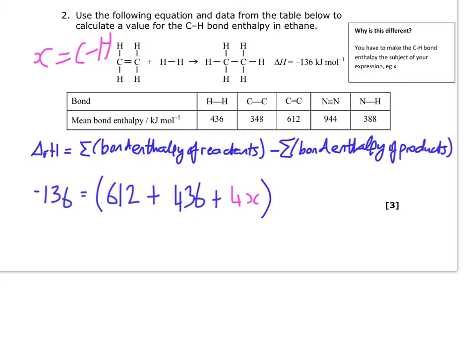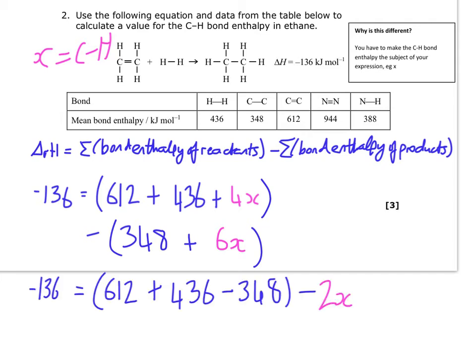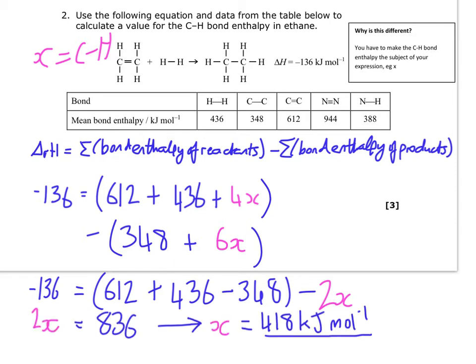Now we can take away the bond enthalpy of our products. And seeing as we've got 6 carbon-hydrogen bonds in our ethane, that means 6x. So we've got to collect like terms for x, so bring those two expressions for x together. So subtracting one from the other, that gives us 612 plus 436 minus 348 minus 2x. So now we've got to try and work out what 2x would be. That gives us 2x is 836, because I brought the 136 over and added it to the other side, and that gave me, dividing by 2, 418 kilojoules per mole to the minus 1.